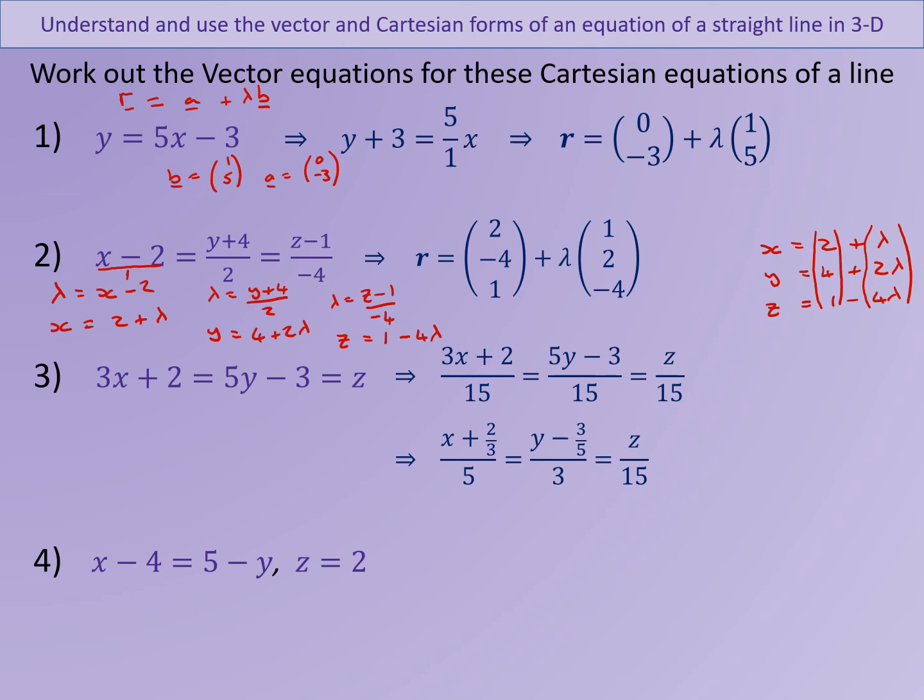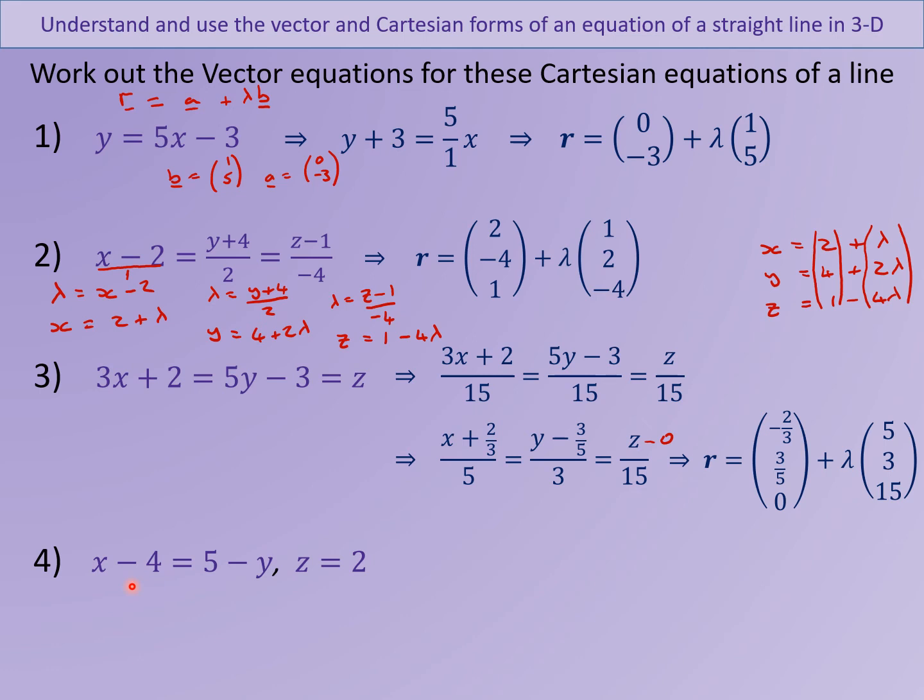So once this is written in this form, we could then read the values off that we wanted. We can see that a will be negative 2/3, positive 3/5, 0, and b will be 5, 3, 15. So that is the solution there. An alternative way would be, again, to set each of these 3 equal to lambda, rearrange to get z, then use the similar method to above to arrive at the same solution.